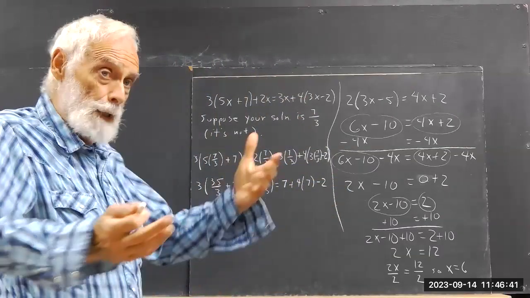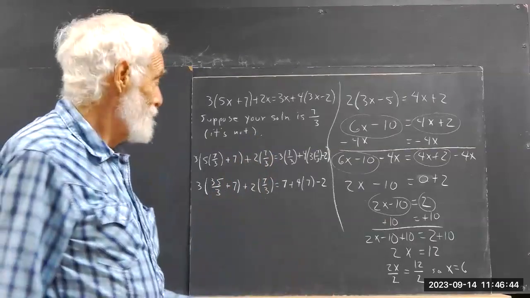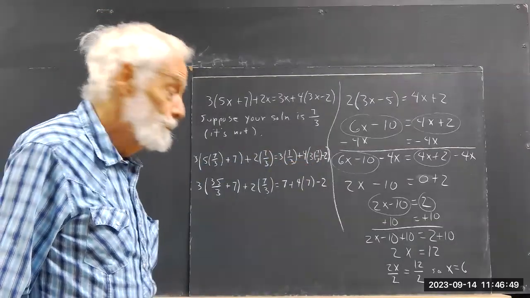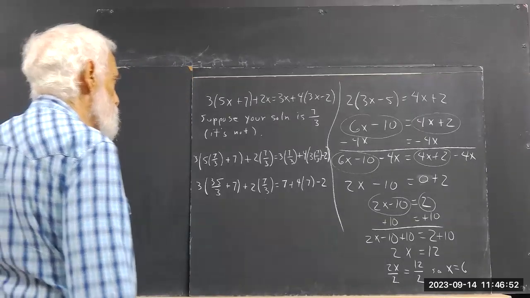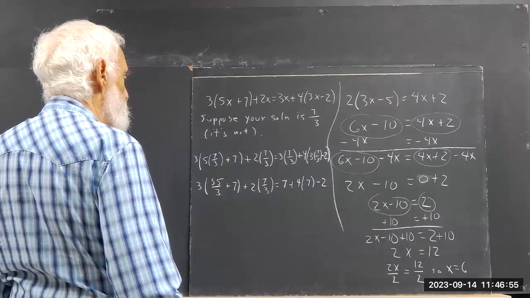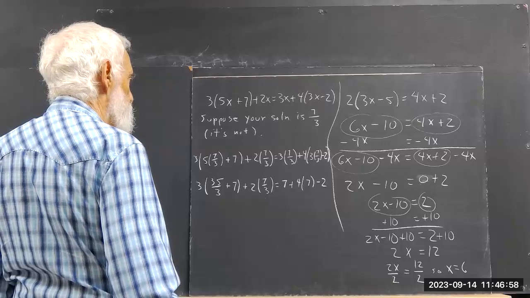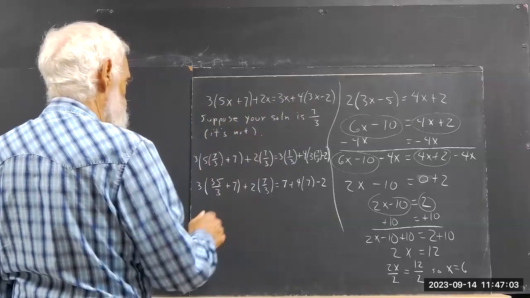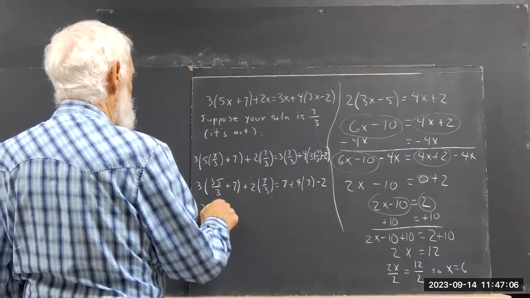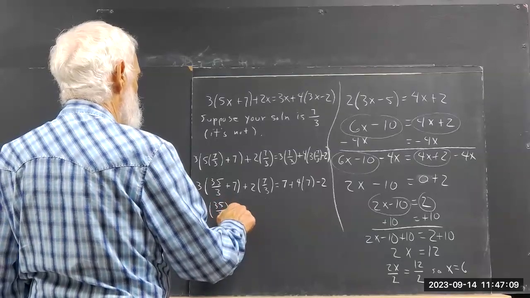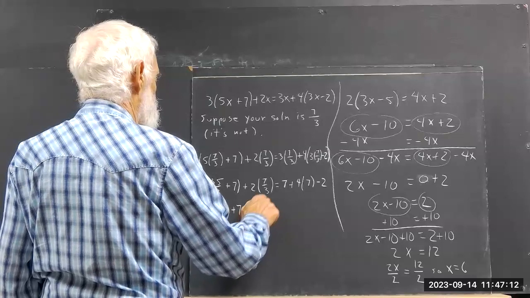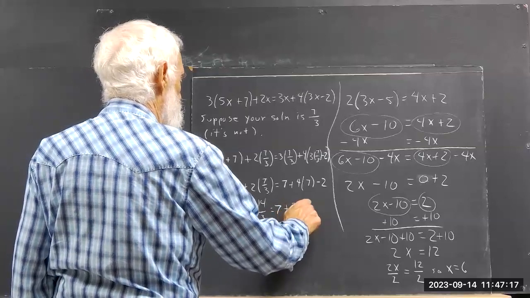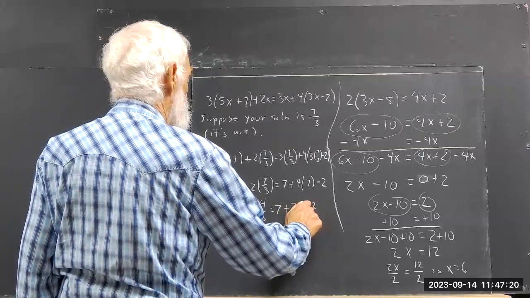Now, with the answers you got, that isn't going to happen. You're not going to have a 3 here and a 3 here. At this stage, whoever wrote this made a bad choice with 7 thirds. There's a bunch of 3's in this equation, but we'll live with it. We do 3 times 35 thirds plus 7 plus 14 thirds equals 7 plus 28 minus 2.